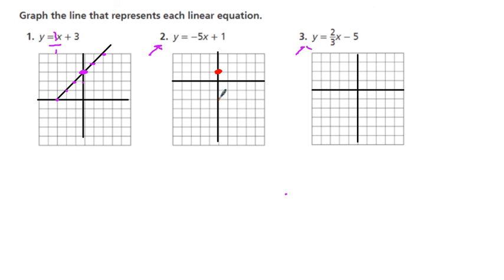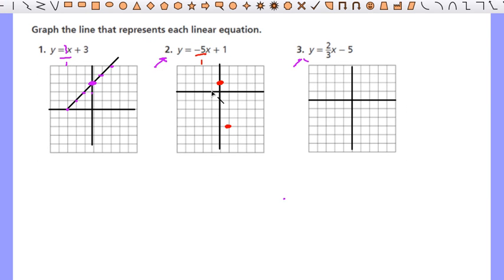1, 2, 3, 4, 5. And then over 1. Because my slope was negative 5, so that's rise over run. So that's negative 5 over 1. So I went down 5 over 1. I would also go down 5 again and over 1.